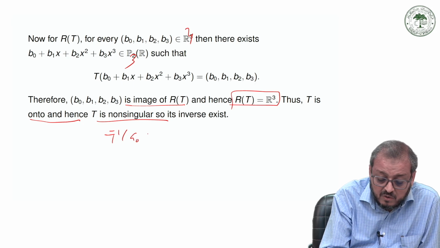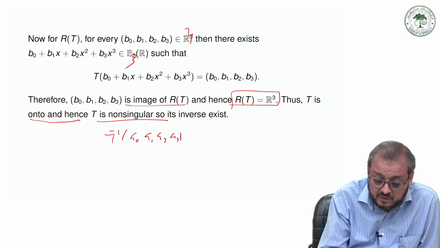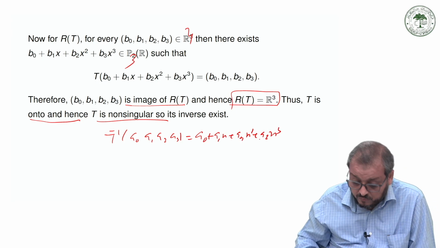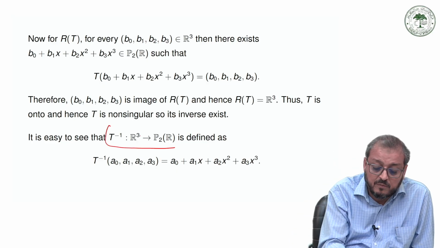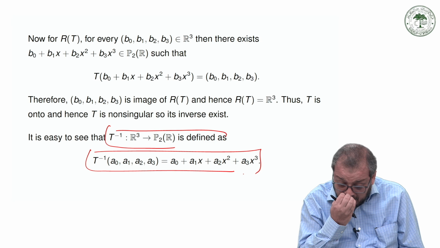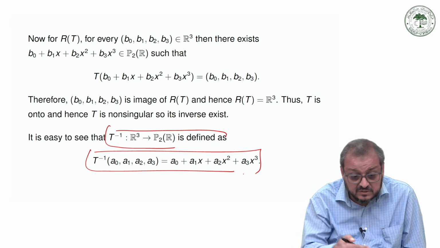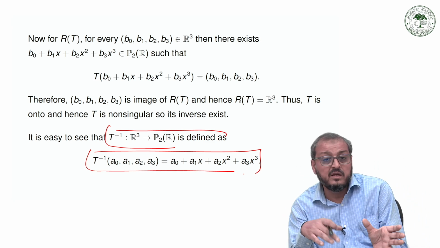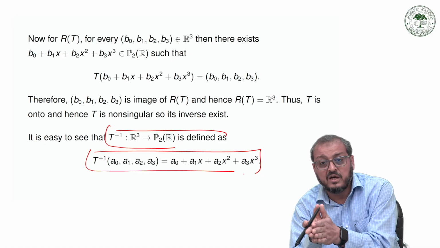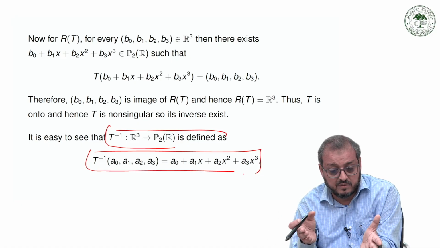a0 a1 a2 a3 is the same as a0 plus a1 x plus a2 x square plus a3 x cube. So this means T inverse is defined in this form. Now this is a very important result. We have to take any vector space; R3 is a vector space.